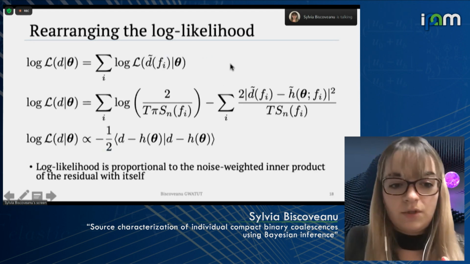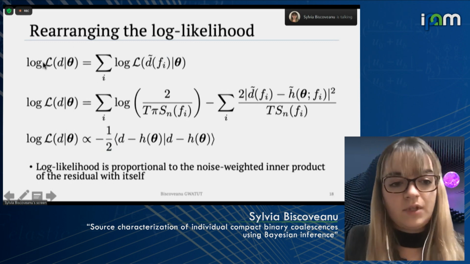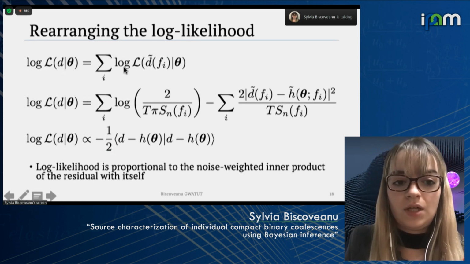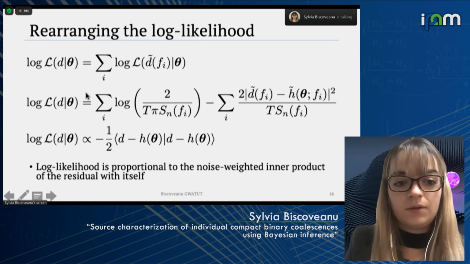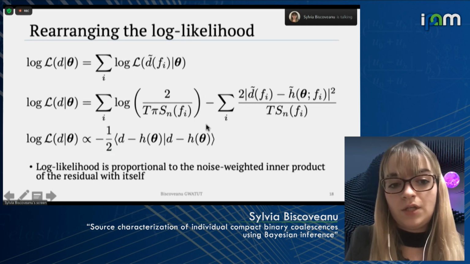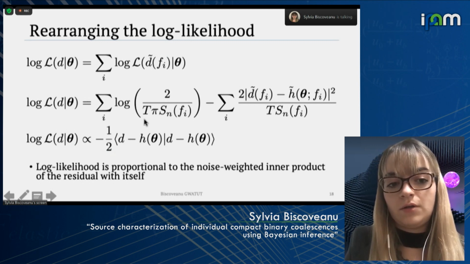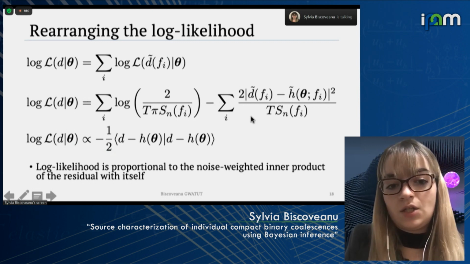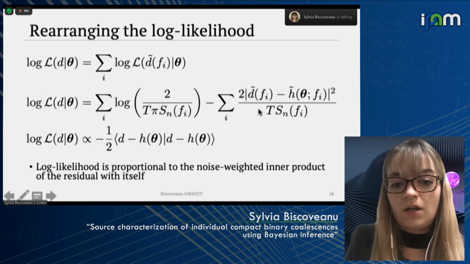So we can use that noise-weighted inner product to rearrange our log likelihood. If we take the log of the likelihood that we saw previously, this is just the sum over frequencies of the log of the individual frequency likelihoods. And if we write this out, it looks like this. This first term is just the normalization constant out front. It's the sum of the log of 2 over the duration times pi times the PSD in each frequency bin. And then we have minus the sum, again, over frequencies of 2 times the residual absolute value squared divided by the duration times the PSD.